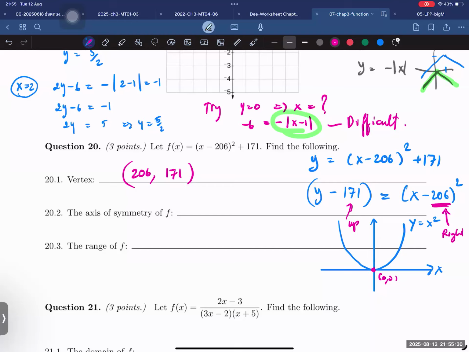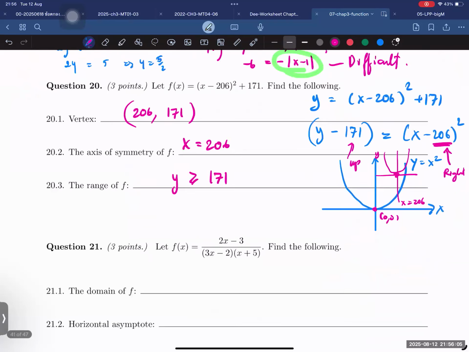And the axis of symmetry from the y-axis, right? It's gonna be moved to somewhere here. So it's gonna be x equal to 206. Okay, don't forget the x. So that x equal to 206. And the range means that this is starting, right? It's gonna be more than the y value. So y is greater than or equal to 171. This is how we use shifting the graph.